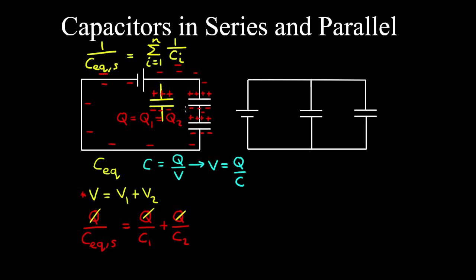So as you can imagine, this plate is going to attract electrons from this plate, which will thereby reduce the capacitance of the individual capacitors.